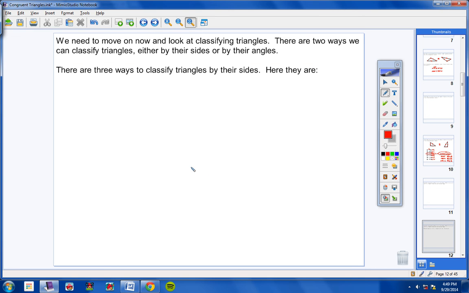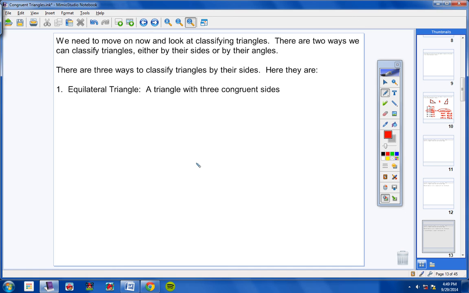All right, first of all, there are 3 ways to classify triangles by their sides. 3, and here they are. Number 1, equilateral triangle. An equilateral triangle is a triangle with 3 congruent sides. You have to write really quickly. You might want to write it like this: a triangle with 3 congruent sides, something like that. It's up to you, but we do have to go quickly.